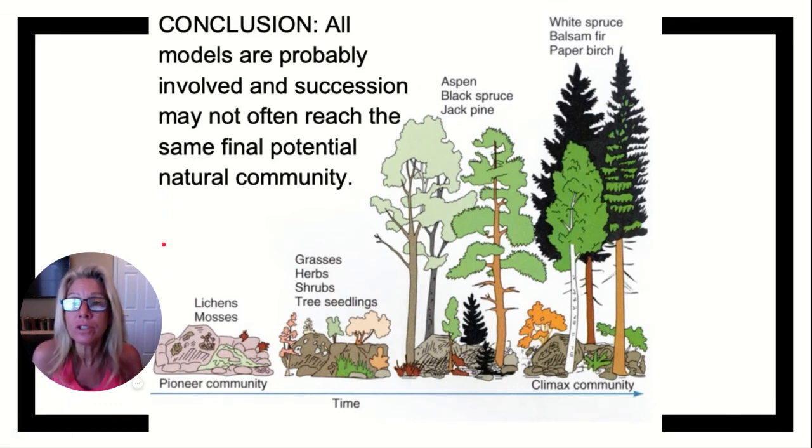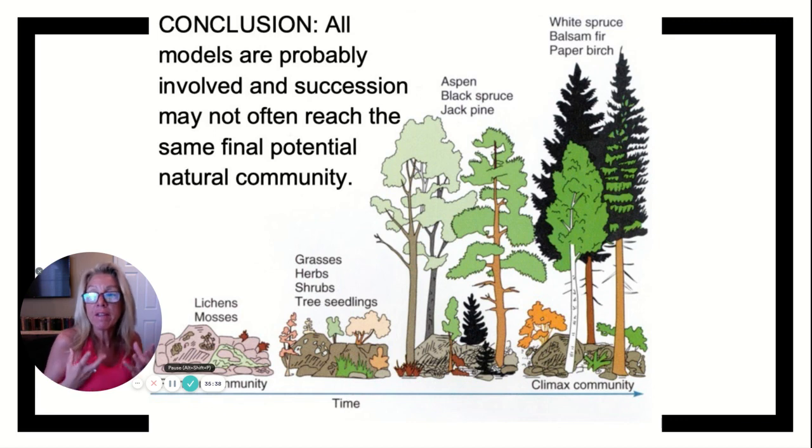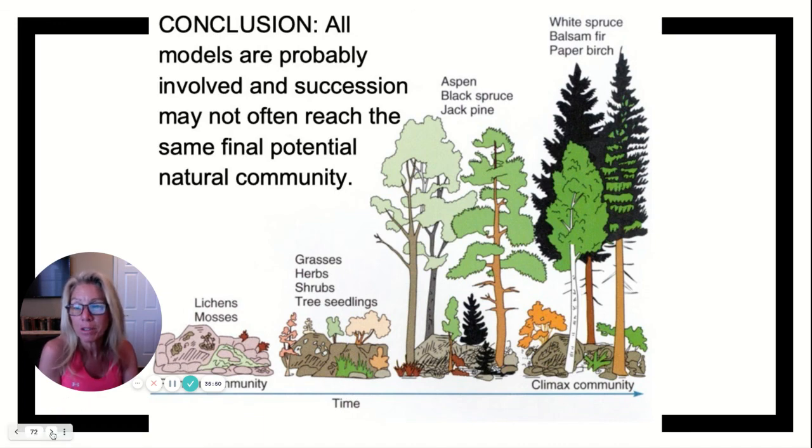All right, so the conclusion is, there are several different models, and we don't need to go into those models anymore, like the facilitation and inhibition model. That is not a requirement anymore. But there are several different models that will explain why the species are living in that area. Definitely having a little bit of a disturbance is going to help with that, as well as chance playing a big role in what species develop in that particular area to develop into that type of community.